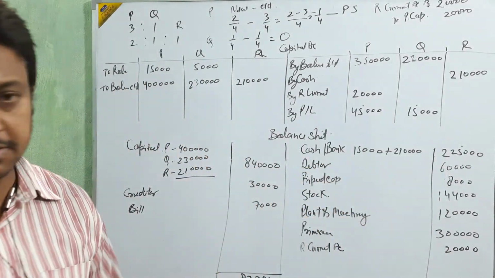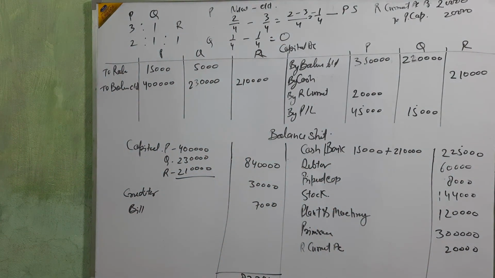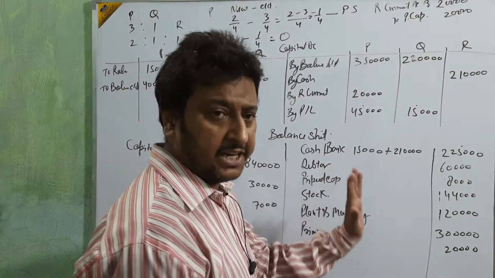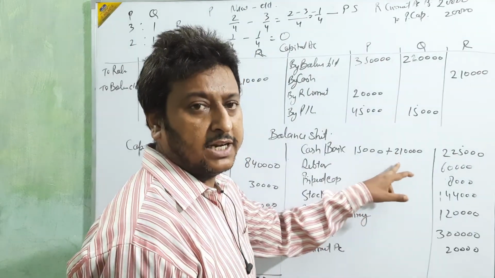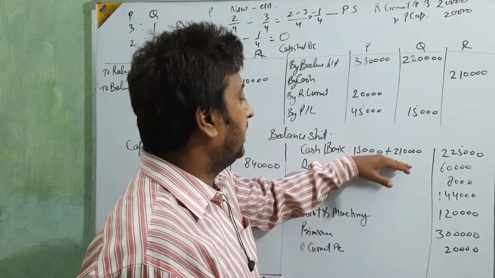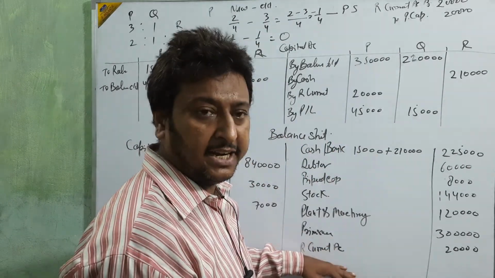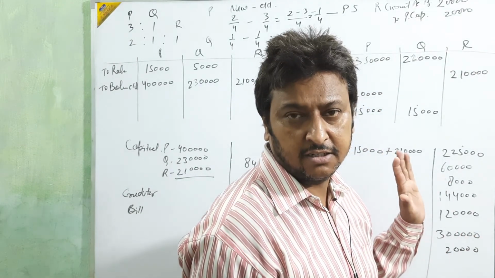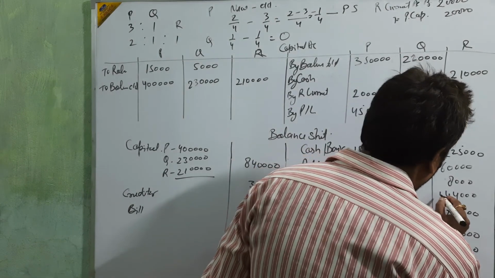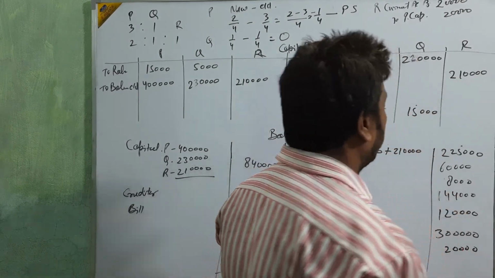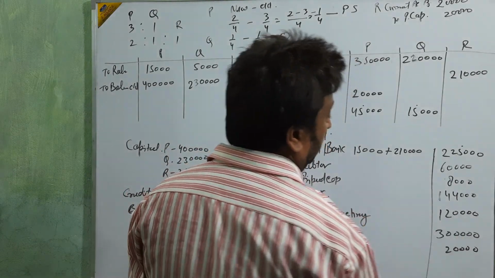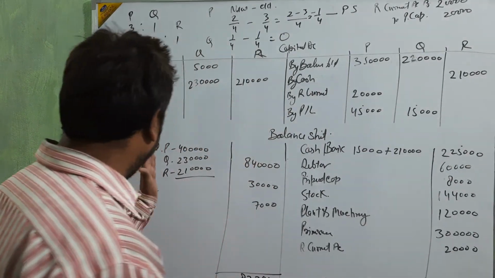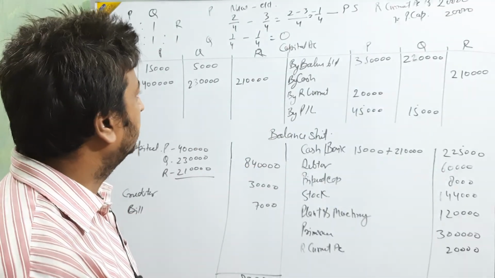Clear or not? Clear, beta? How do we solve the question and balance it? Only 2,10,000 is coming in cash, beta. So only add 2,10,000. This amount is in the current account, so we are putting it here as current. Stock 1,44,000 because 6,000 less. Machinery 1,20,000 because 20,000 less. Premises 3 lakh because of the increase. This side liabilities: creditors and bills. Okay? Clear?